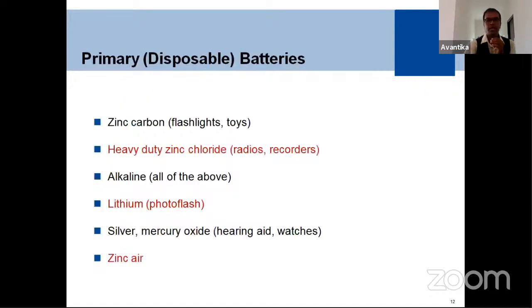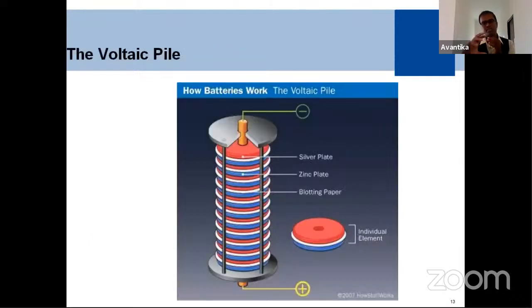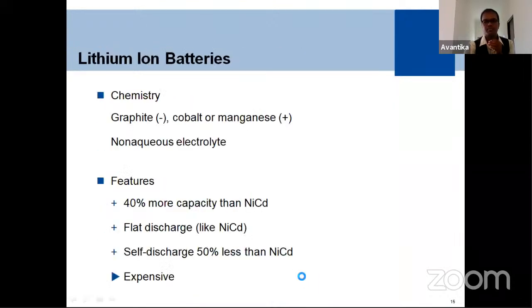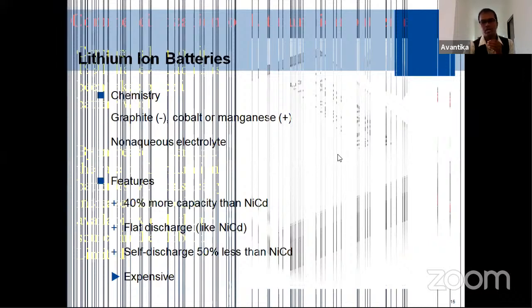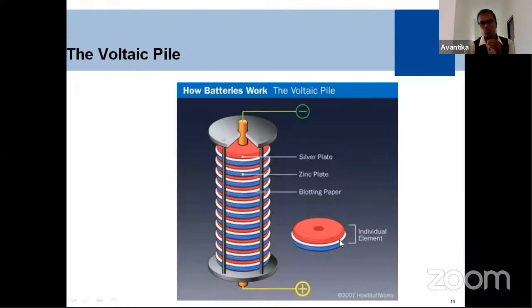Okay. So here you can see a few examples of the disposable battery, for different applications. We already studied this cross section of the cylindrical battery at the basic level. The red one indicates the silver plate, and the blue one indicates the zinc plate. These are the two electrodes. In between, you can see the white one. This is a blotting paper.